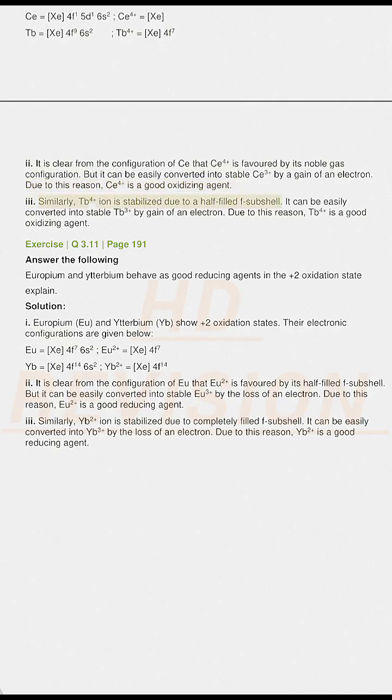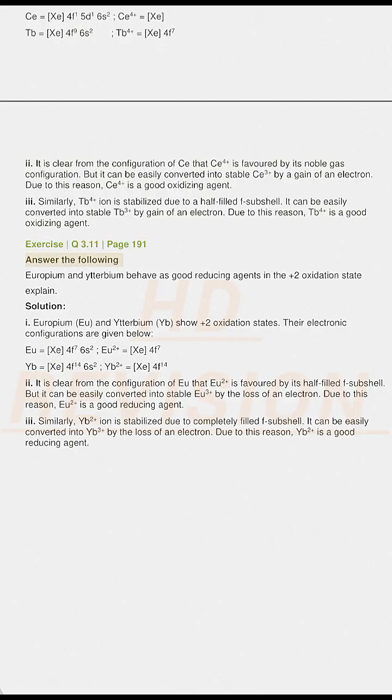3. Similarly, Tb4+ ion is stabilized due to a half-filled f subshell. It can be easily converted into stable Tb3+ by gain of an electron. Due to this reason, Tb4+ is a good oxidizing agent. Exercise Q 3.11, page 191.